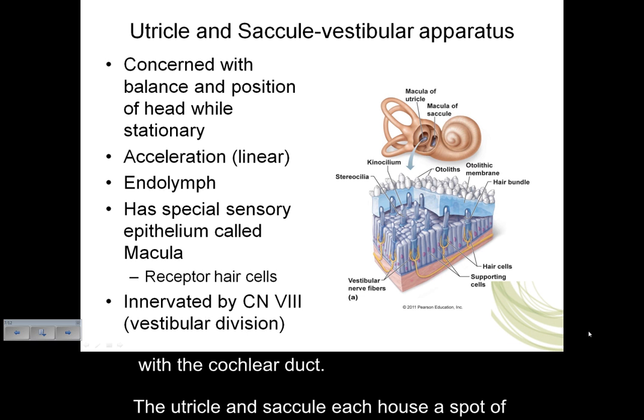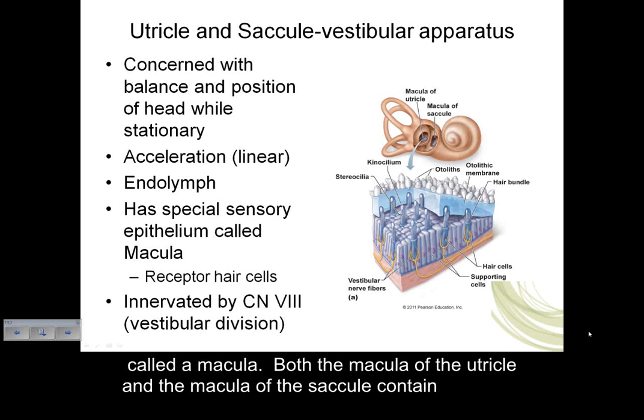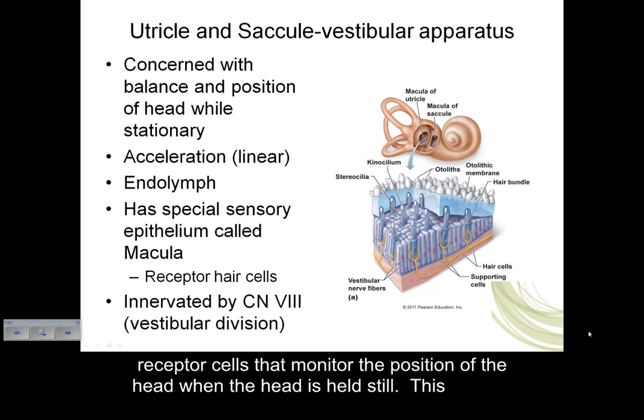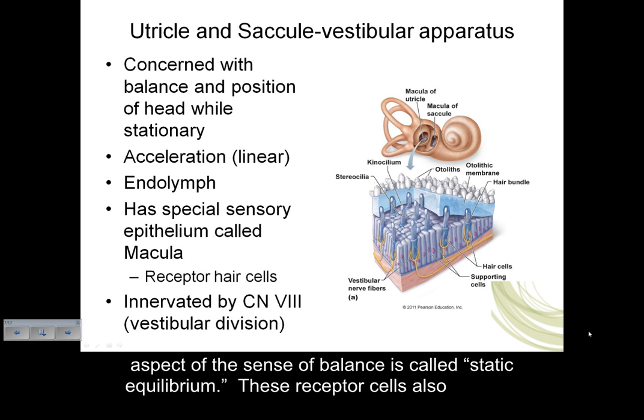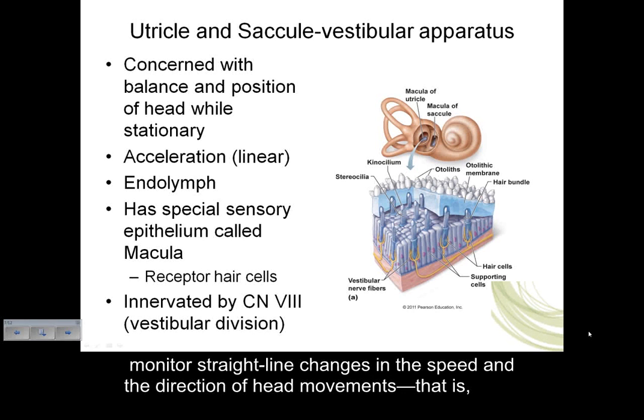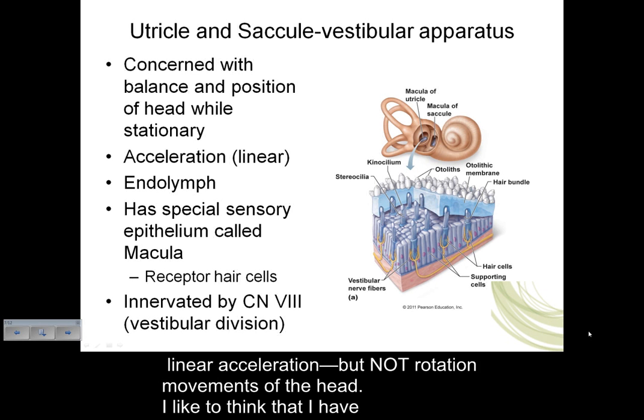The utricle and saccule each house a spot of sensory epithelium called a macula. Both the maculae of the utricle and the maculae of the saccule contain receptor cells that monitor the position of the head when the head is held still. This aspect of the sense of balance is called static equilibrium. These receptor cells also monitor straight line changes in the speed and the direction of head movements, that is, linear acceleration, but not rotation movements of the head.